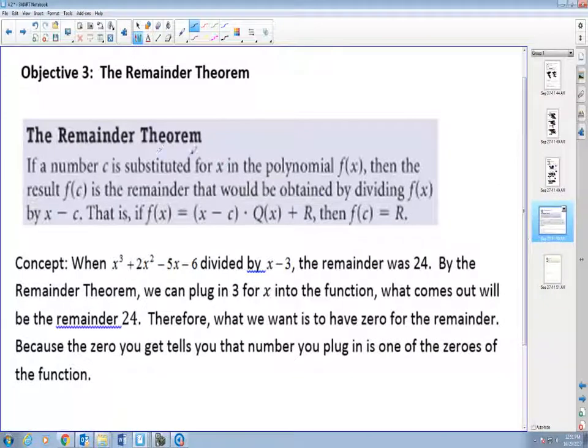The remainder theorem says if a number c is substituted for x in the polynomial function, then the result, f of c, that means if I substitute c into the function, the result of f of c is the remainder that will be obtained by dividing the function by x minus c. So what that means is this.